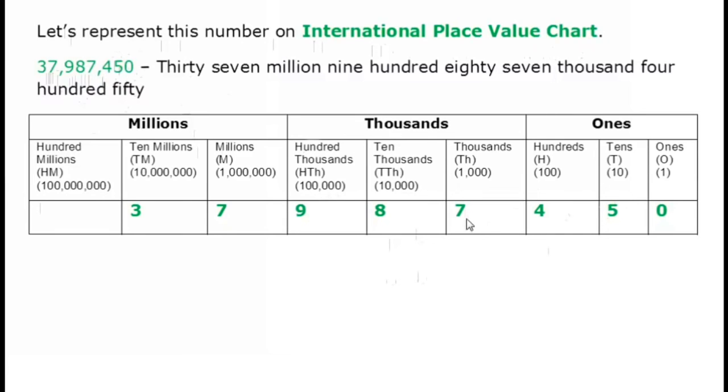So we have arranged the number like 0 on ones place, 5 on tens place, 4 on hundreds place, 7 on thousands place, 8 on 10,000s place, and on the 100,000s place we have kept 9. In millions we have kept the number 7, and we kept the number 3 on the 10 millions.